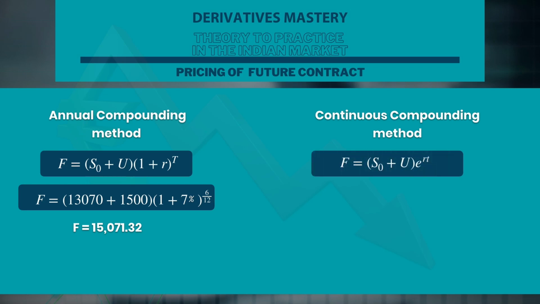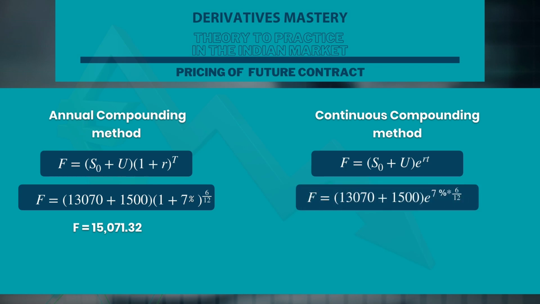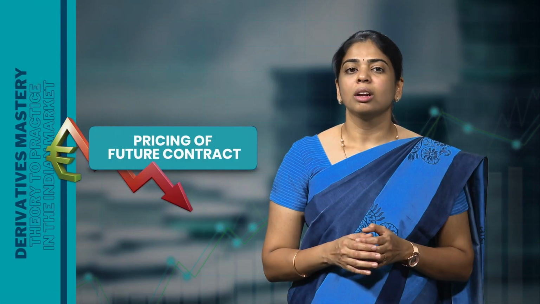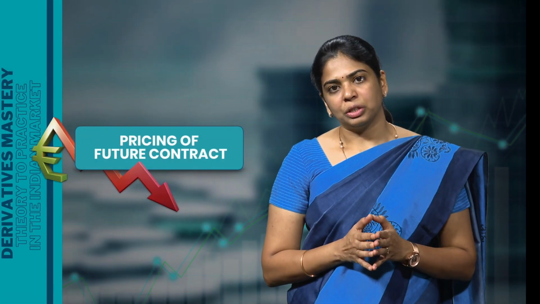Now let us move on to continuous compounding method. The formula used here is (spot price plus U, which is the storage cost) into e to the power risk-free interest rate into time to expiry. So let's plug in the values in the formula. (13,070 plus 1500) into e to the power 7% into 6 by 12 gives us 15,088.97. So the fair future price with continuous compounding is 15,088.97 per quintal. So we have come to the end of the lecture.